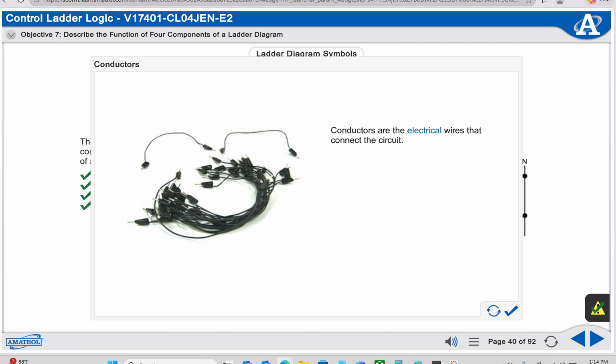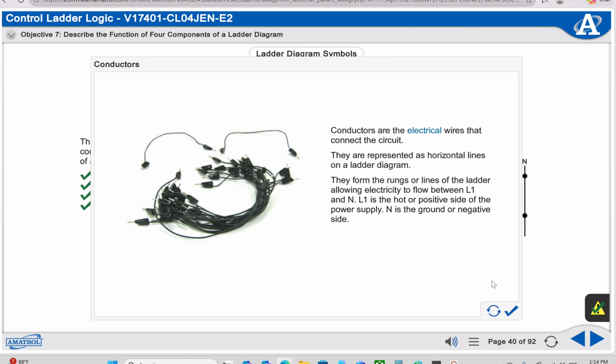Conductors are the electrical wires that connect the circuit. They are represented as horizontal lines on a ladder diagram. They form the rungs or lines of the ladder, allowing electricity to flow between L1 and N. L1 is the hot or positive side of the power supply. N is the ground or negative side.